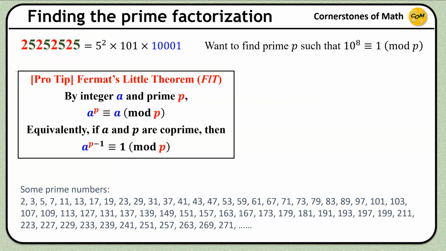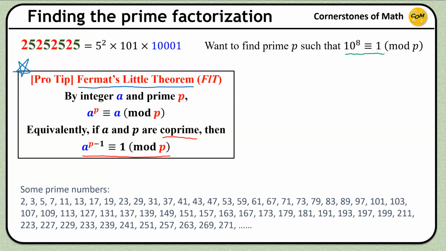And this is where we need another theorem, which is the famous Fermat's little theorem. This means that for an integer a and a prime number p, a to the power of p is congruent to a modulo p. Or equivalently, if a and p are co-prime, then a to the power of p minus 1 is congruent to 1 modulo p. And we are going to use this second version of the theorem.